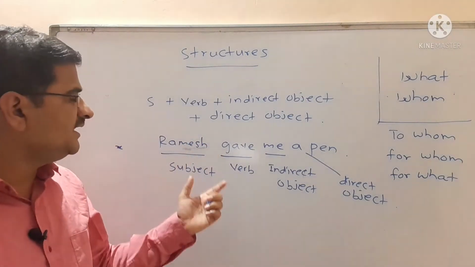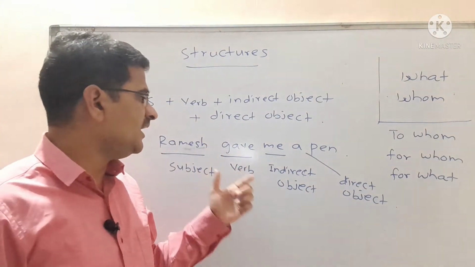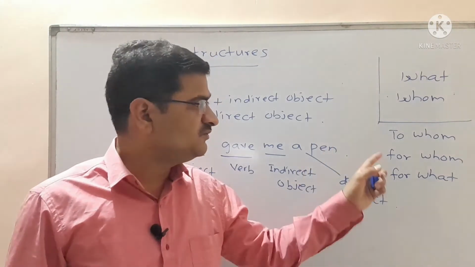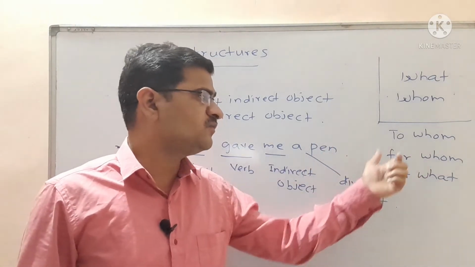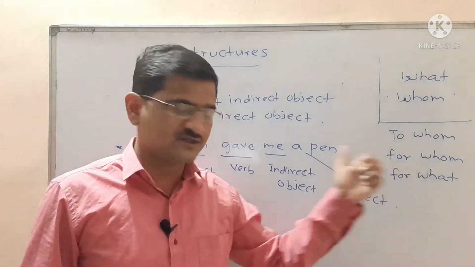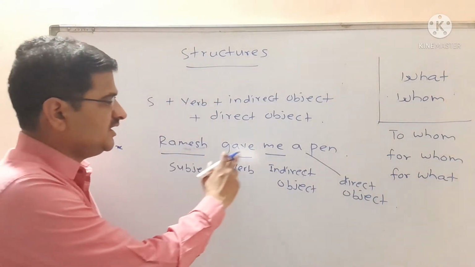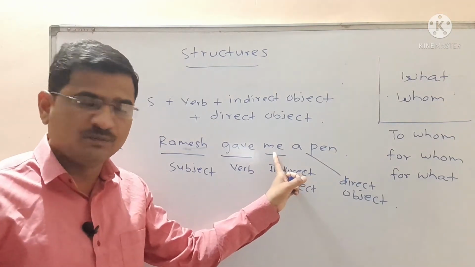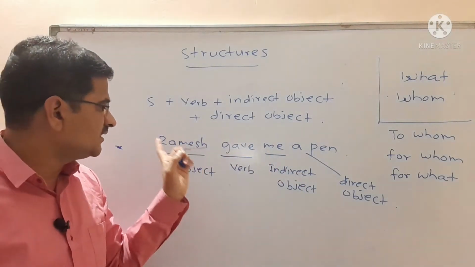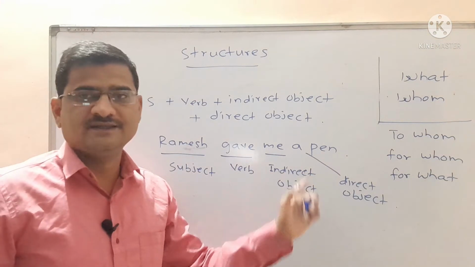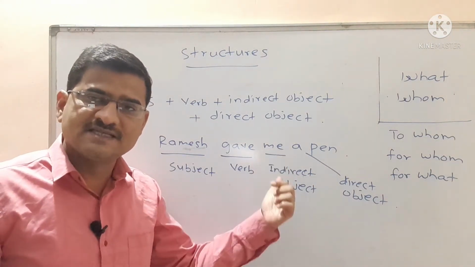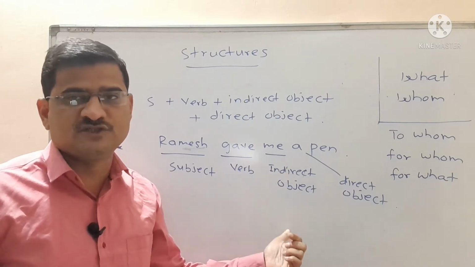How can you identify or find out an indirect object from the given sentence? You can ask the question with to whom or for what. See here, Ramesh gave me a pen. Here you can ask the question with to whom. To whom did Ramesh give a pen? The answer is me. Therefore, me is an example of an indirect object.